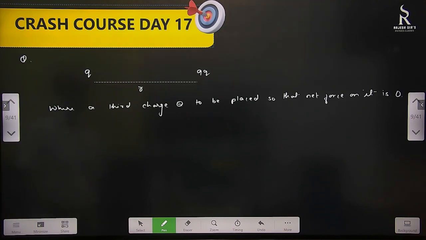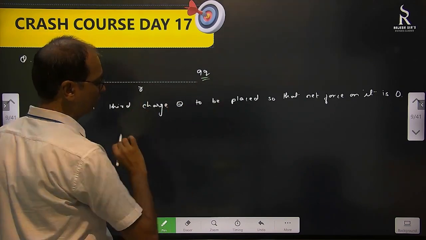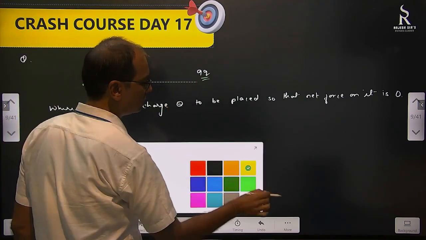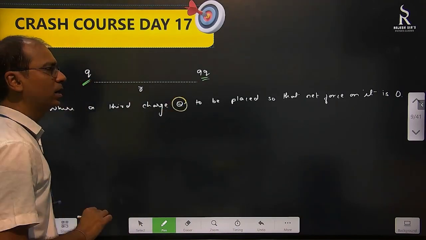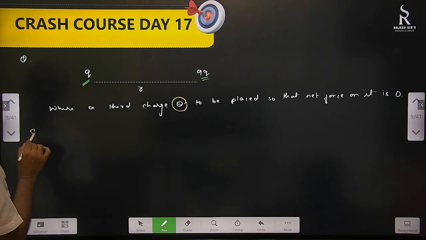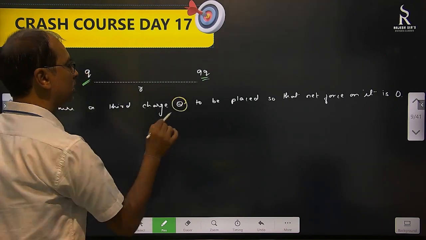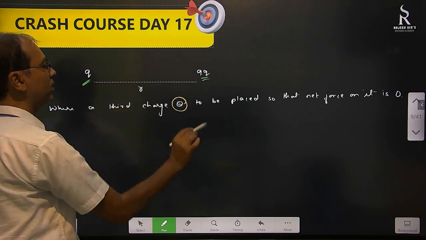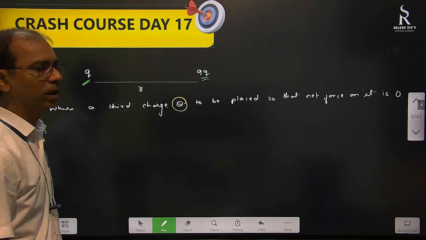So here is a question. Where should a third charge Q be placed so that the net force on it is 0? Two charges Q and 9Q are given. This is related to equilibrium of charges. So Q and 9Q are given, and you want to place another Q somewhere so that the net force on it is 0. What do we say in this case? If the two given charges are like charges, then the third charge definitely has to be placed between the two. Not in the middle, we are saying between the two.